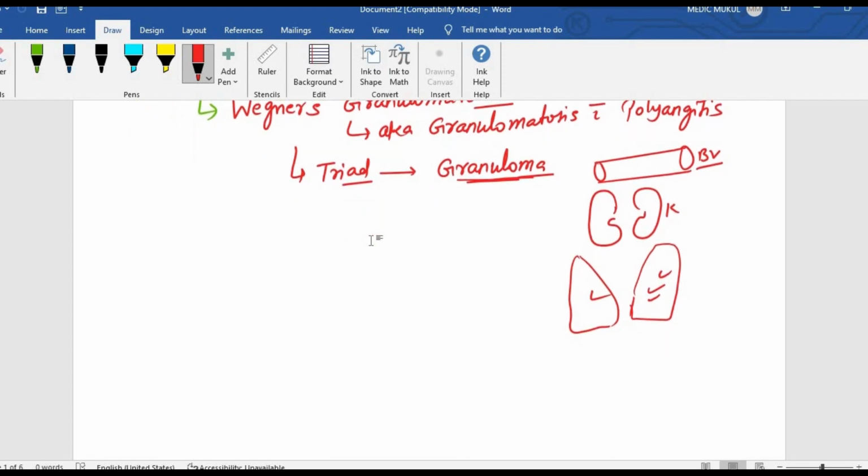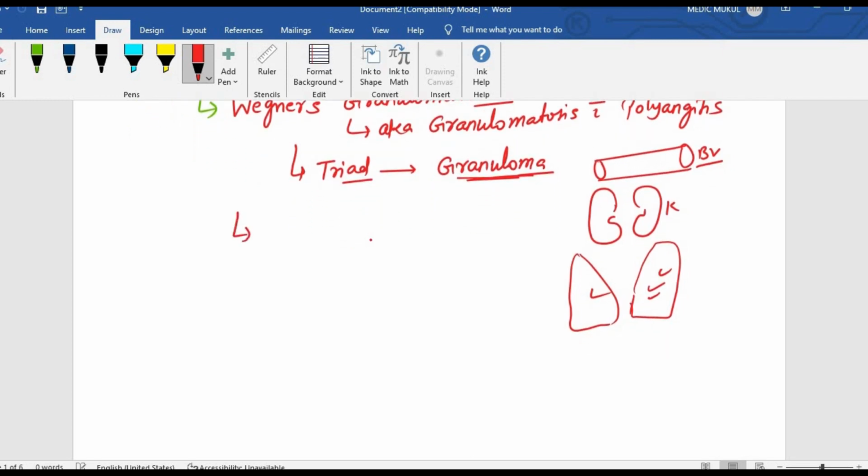Other than that, we will get the triad of symptoms, or complications, that is E and T. E is for the ear. In the ear we know there is one disorder known as otitis media. What is otitis media? Otitis is the ear, so otitis media is inflammation of the middle ear.